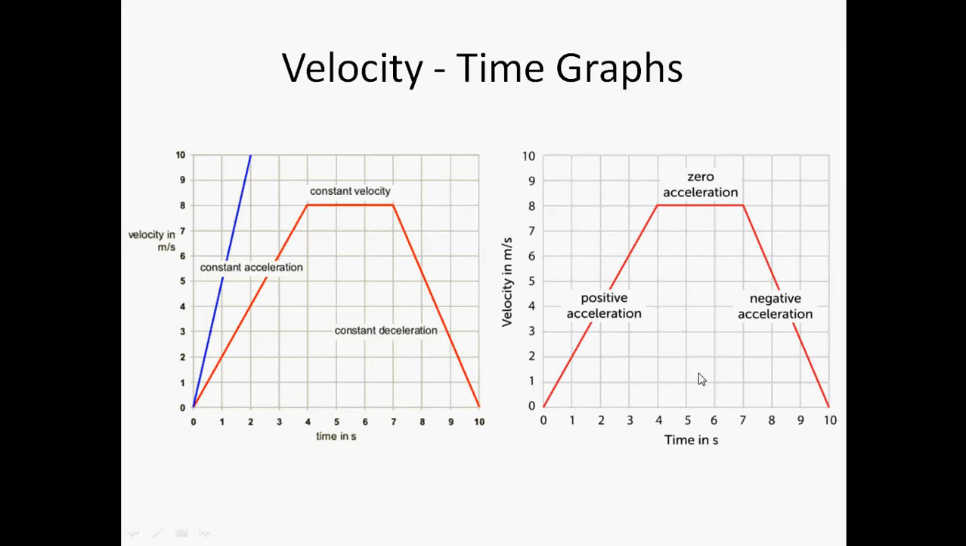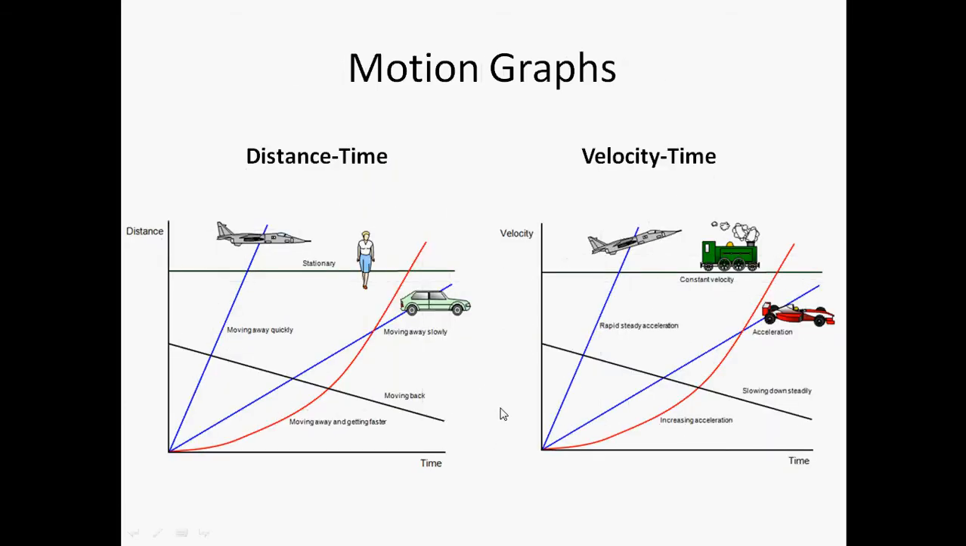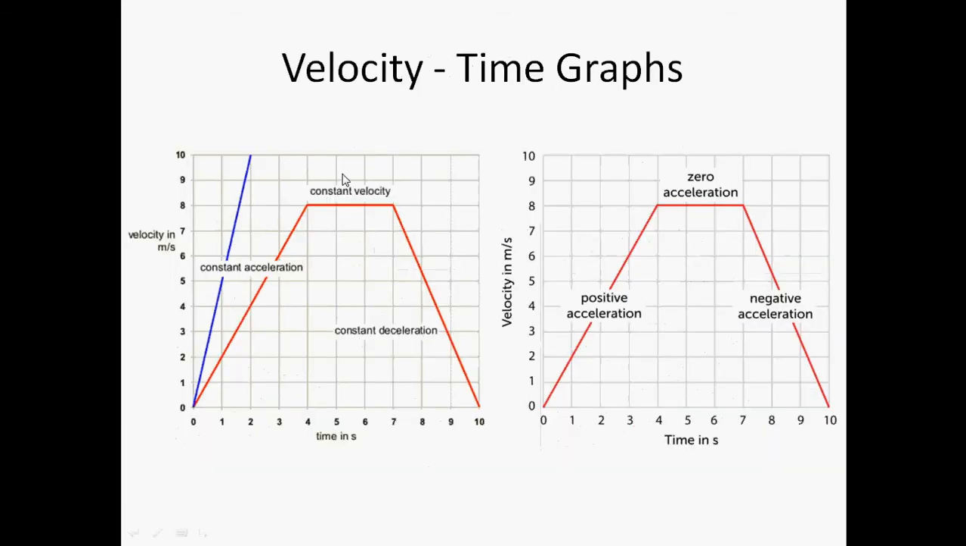So all that you need to do when you have a motion graph is look first at the axis to see if it's distance or velocity time graph. And then remember that certain things can have different names and mean the same thing. So constant velocity is the same as zero acceleration. Decelerating is the same as having a negative acceleration or slowing down. And speeding up is the same as having constant acceleration or positive acceleration.